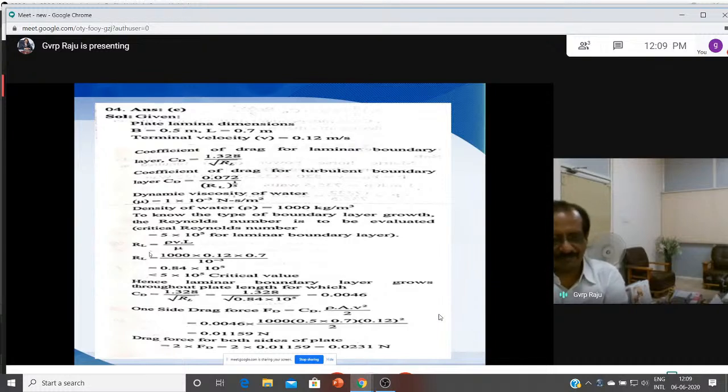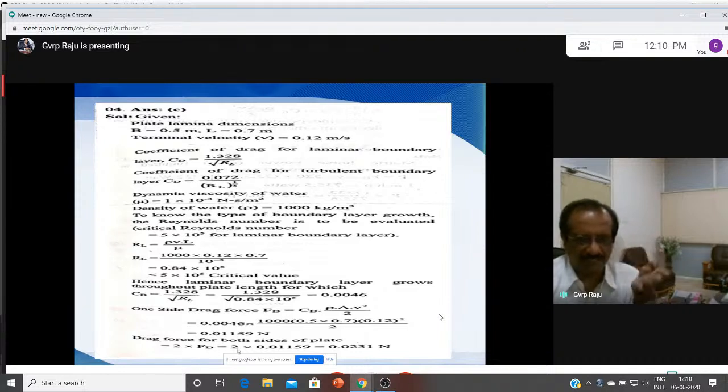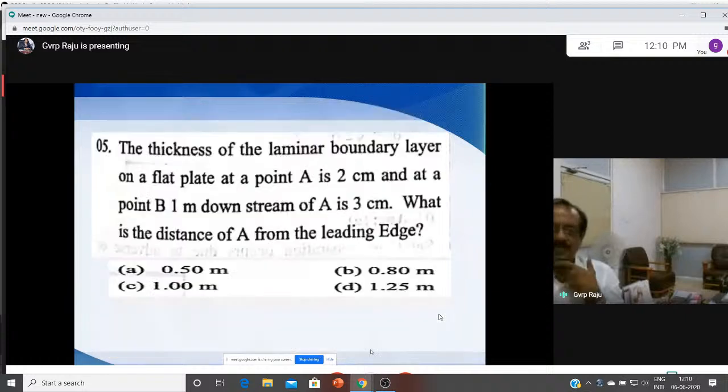So one side drag force FD is equal to CD into rho A V square by 2. So CD is 0.0046 and rho is 1000 and the area is 0.5 times 0.7 and the velocity is 0.12. So you can use all these values here and this is 0.00159. This drag force is only for one side. If you consider both sides, it is 2 into FD, which is equal to 0.0231. So 2 into FD is 0.0231 newtons here.